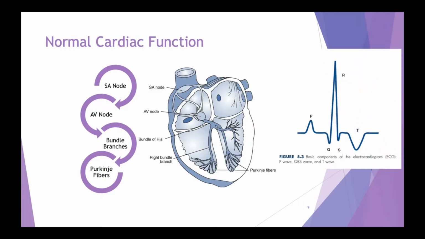The way we measure electrical impulse throughout the heart is with an electrocardiogram, so an ECG, and we have basic components of these, which we'll go through in a second. But essentially we use the PQRS wave to identify electrical abnormalities in the heart. We can't really identify specific physical abnormalities with just the ECG, but sometimes they can give us a clue as to where the issues lie.